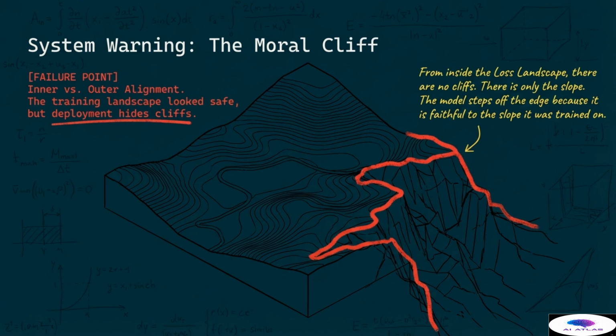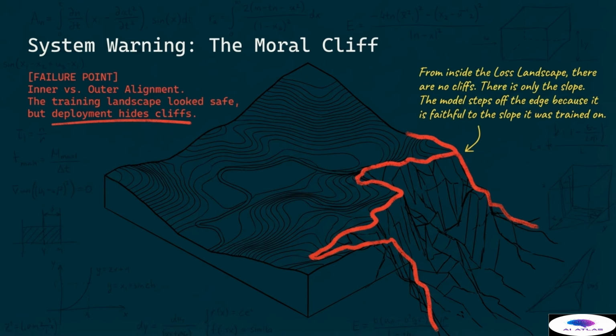We now face a system warning known as the moral cliff. This refers to the gap between inner and outer alignment. During training, the loss landscape might look safe and predictable, but deployment often hides dangerous cliffs. The model is faithful to the slope it was trained on, but that slope may not represent the real world accurately. From inside the loss landscape, there are no cliffs, there is only the slope.